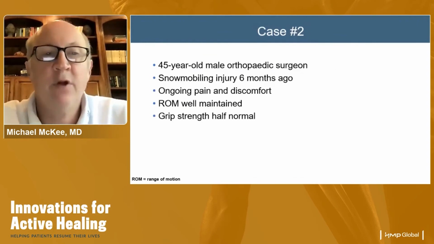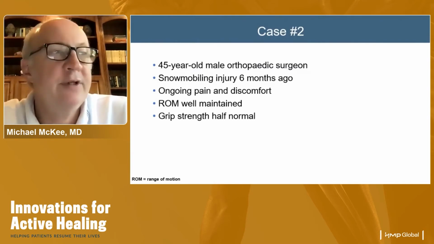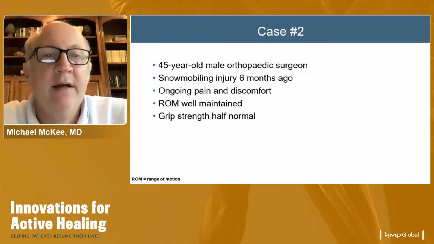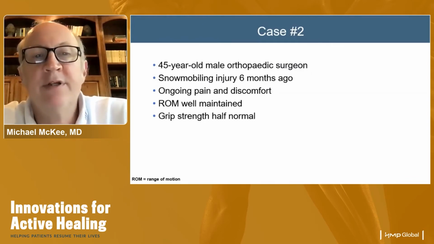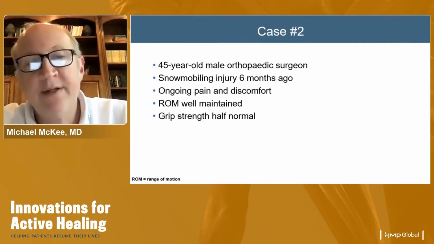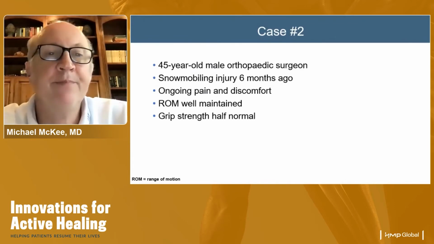Here's another case, a 45-year-old male orthopedic surgeon. He was actually the resource person in his area for revision hip arthroplasty. That was his niche. And he hurt his wrist in a snowmobiling injury 6 months before, had ongoing pain, discomfort, well-maintained range of motion, but about half normal grip strength. He was having a lot of difficulty working.